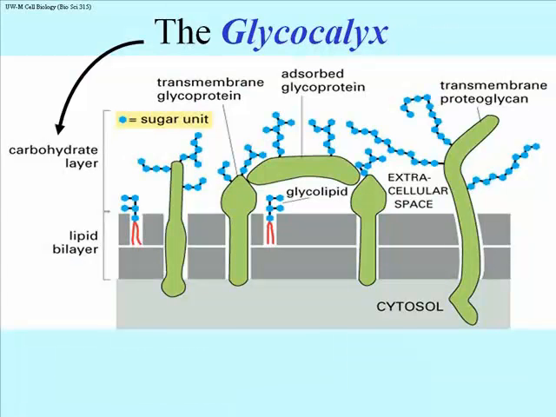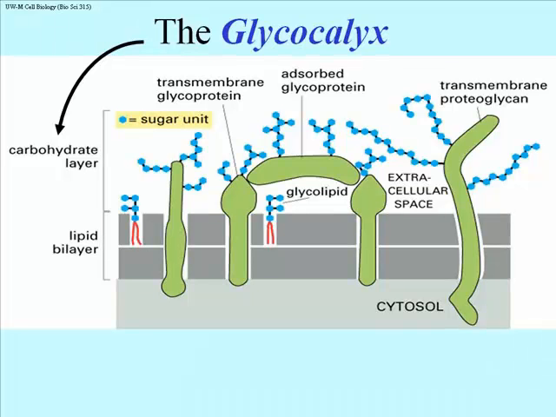Let's define the glycocalyx. It's nothing more, in this picture from your textbook, than the carbohydrate or glycoprotein layer, most of which is covalently associated with the cell membrane, with the bilipid layer. So you see here integral membrane proteins covalently linked to oligosaccharide sugars. The sugar units are shown in blue.